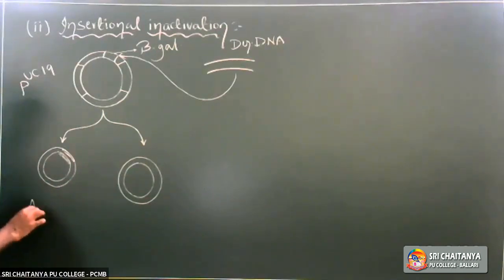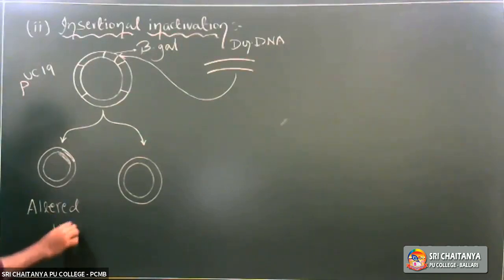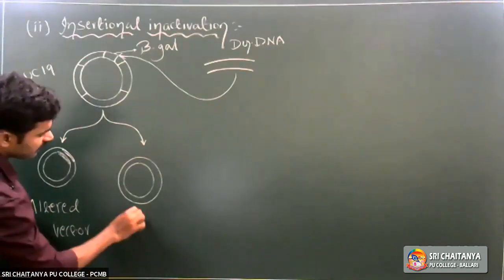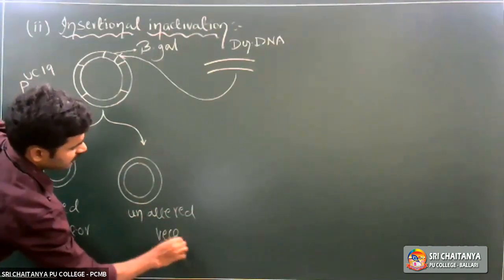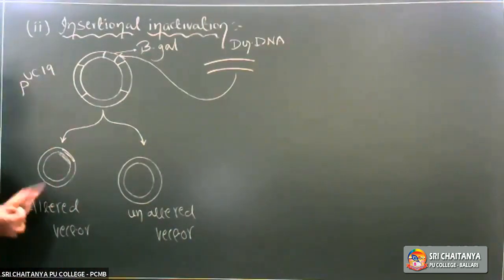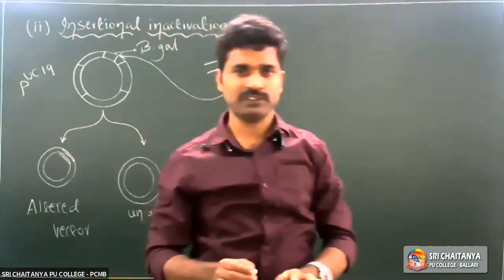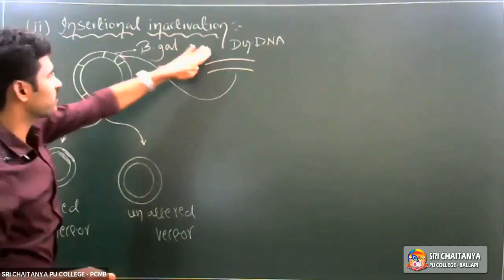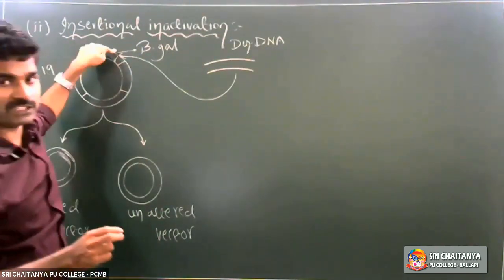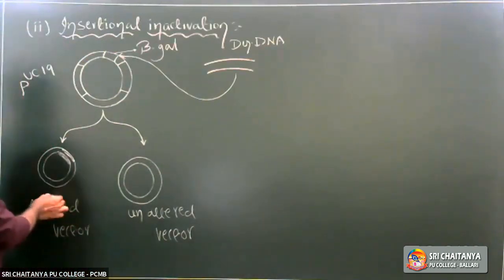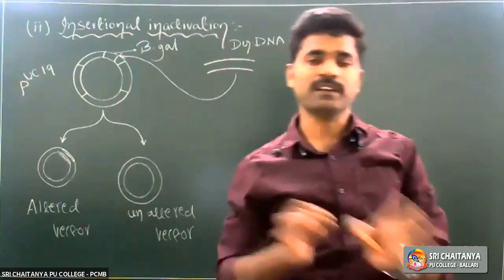Which one is the altered vector? This is the altered vector, and this is the unaltered vector, right? Both the altered and unaltered vectors contain the ampicillin resistant gene and the tetracycline resistant gene. Where exactly did we insert the foreign genetic material? At the B-Gal sequence, not the antibiotic resistant genes, right? So both altered and unaltered vectors are resistant to antibiotics like ampicillin and tetracycline.